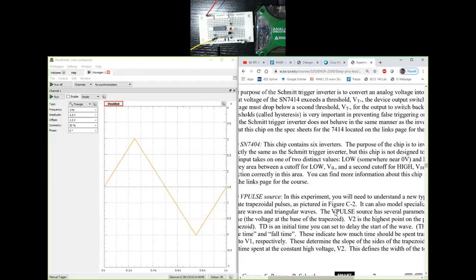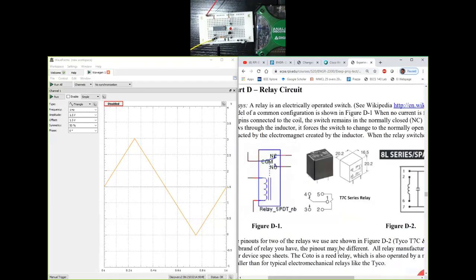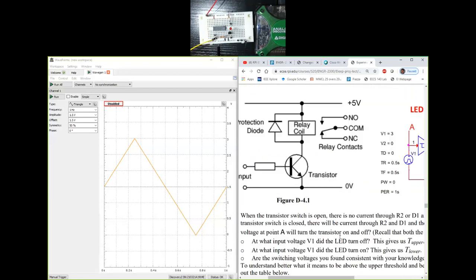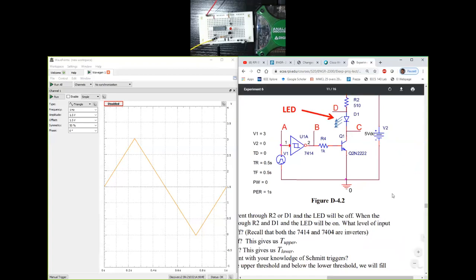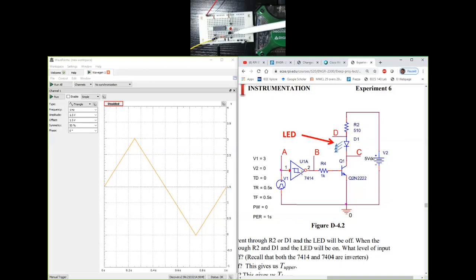All right, going down here to the circuit diagram. All right, so that's the chip 7414. That's right there. Pin number 2 of that chip is connected to a resistor R4. This is 1 kilo ohm, so brown, black, red. The other end of that resistor is connected to the base terminal of the transistor over here.